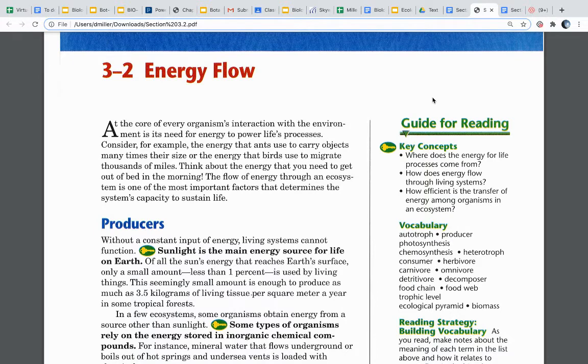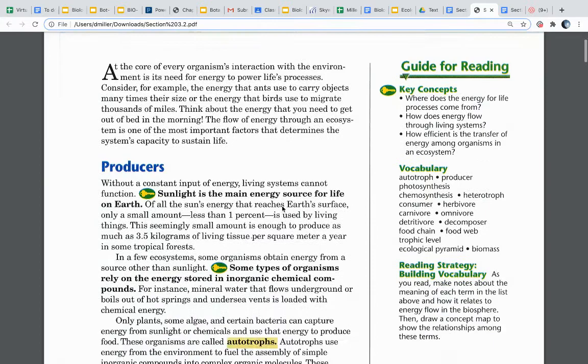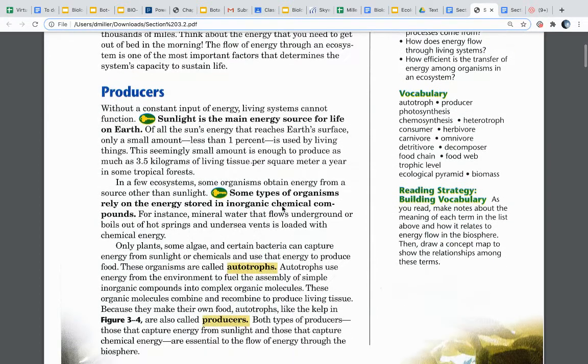Consider, for example, the energy that ants use to carry objects many times their size, or the energy that birds use to migrate thousands of miles. Think about the energy that you need to get out of bed in the morning. The flow of energy through an ecosystem is one of the most important factors that determines the system's capacity to sustain life. Producers. Without a constant input of energy, living systems cannot function.